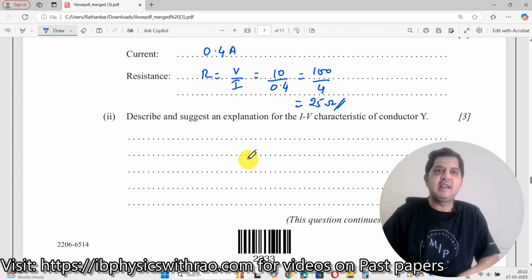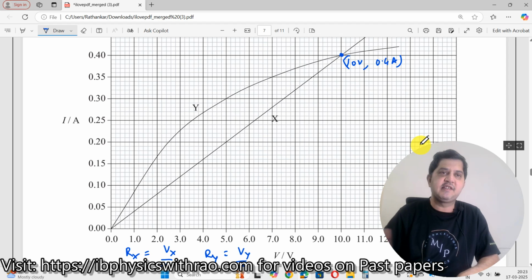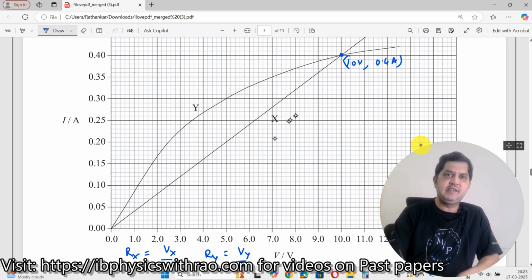Now, describe and suggest an explanation for the IV characteristics of conductor Y. These are 3 marks, so you need to understand what's going on here. Now, in X, when you increase the voltage, current also increases proportionately. This is obeying Ohm's law. Now, Y is not obeying Ohm's law. It's non-linear. Let us understand how it happens.